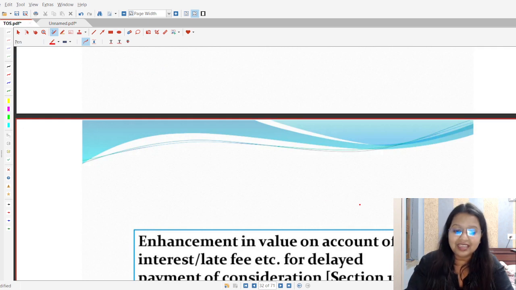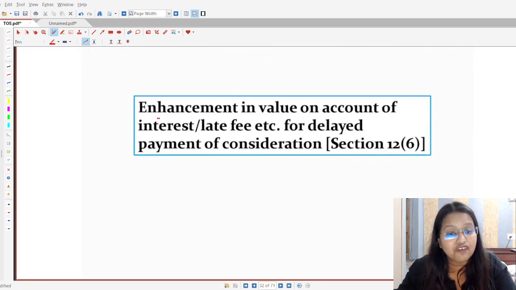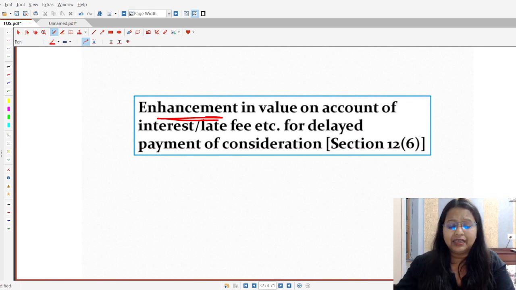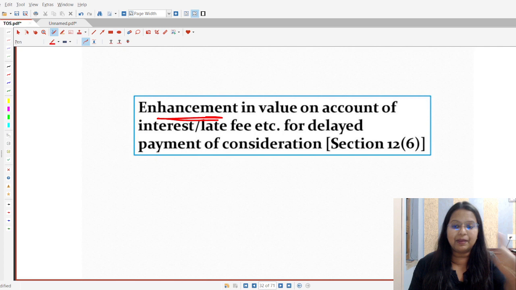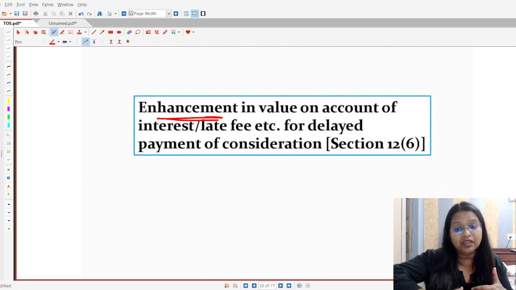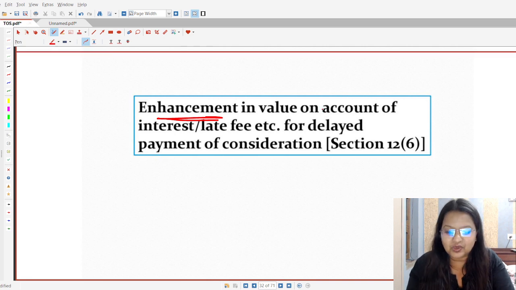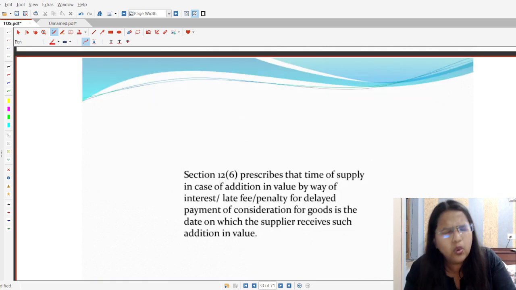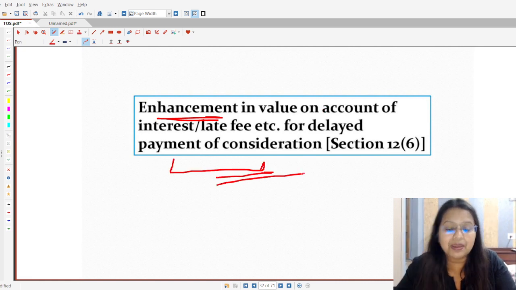Okay, great. Next is section 12 subsection number 6, that is if any kind of additional value has been received, for example in the case of interest, late fee, etc., but that must be made only and only for the delayed payment of consideration. If it is paid for any other reason, subsection 6 will not be applicable there. Subsection 6 will be applicable only if the interest or late fee or penalty or any kind of additional payment has been made due to delay in payment of consideration.